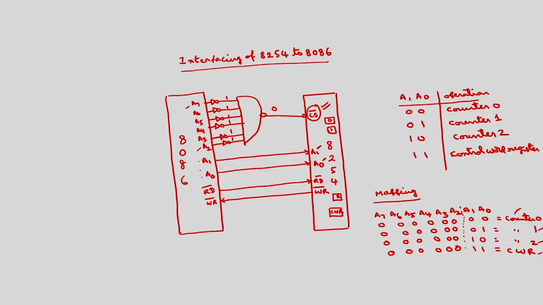So what will be the address of counter 0? This 4 bits will be 0, this 4 bits will be 0, so it is 00H. This will be 01H. This will be 02H. This will be 03H. So see about the interfacing of 8255 to 8086.